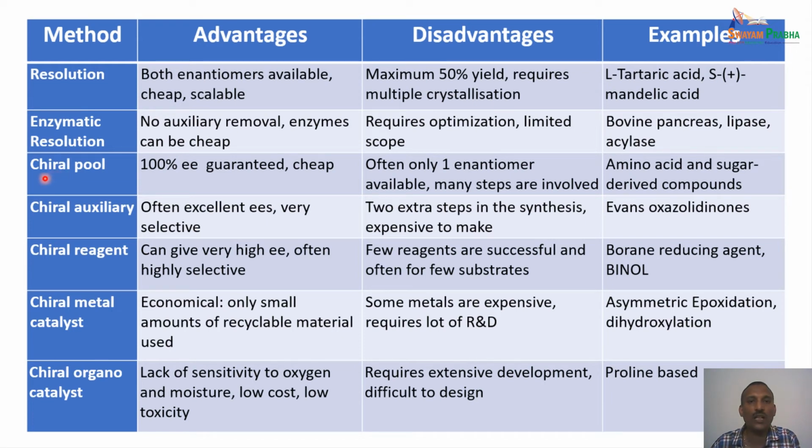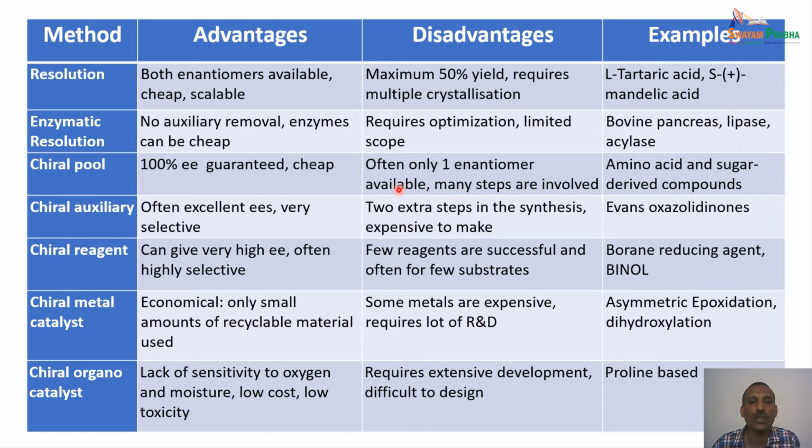The next one is chiral pool synthesis. It is a very good method because the starting materials are naturally occurring and plentiful, so they are very cheap, and moreover the reaction produces 100% enantiomeric product. So this is a very good method for preparation, but it is limited because we generally get only one of the enantiomers.